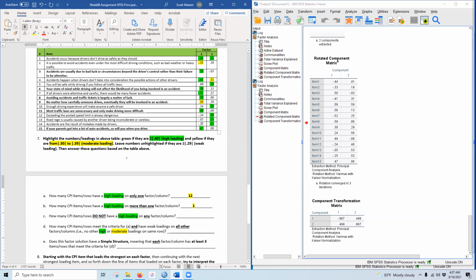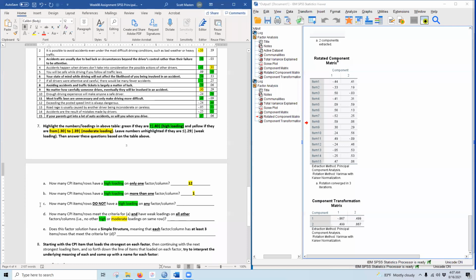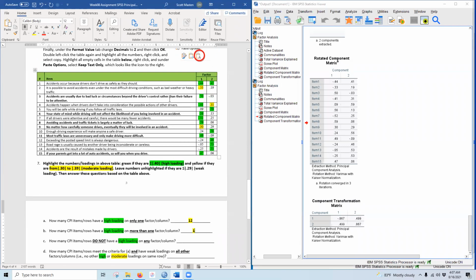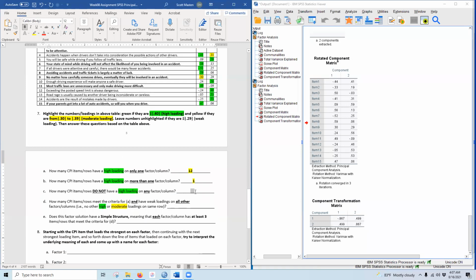All right. How many CPI items do not have a high loading on any factor column? What do we got here? We got this one. It's moderate on just theme 1, so that's 1. And this one, number 9, moderate on just theme 1, so that's 2. So again, these 3 rows should add up to the total number of items if you did it correctly. 13, 14, 15, so it does.